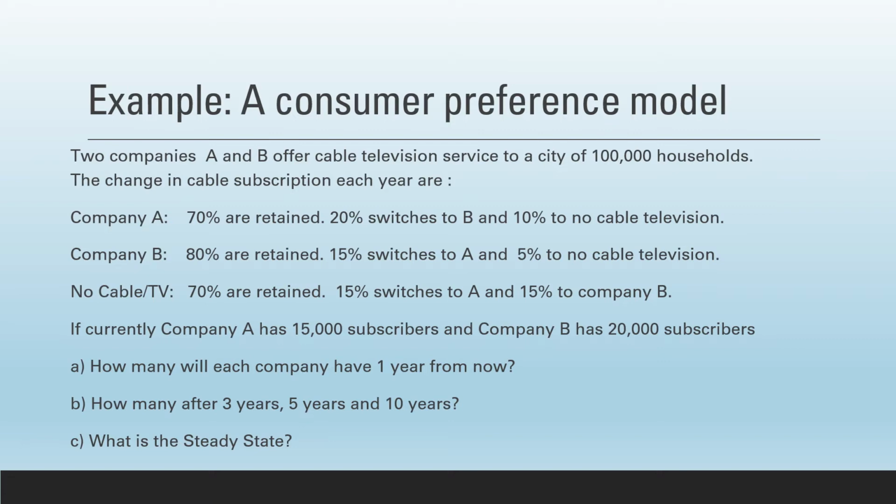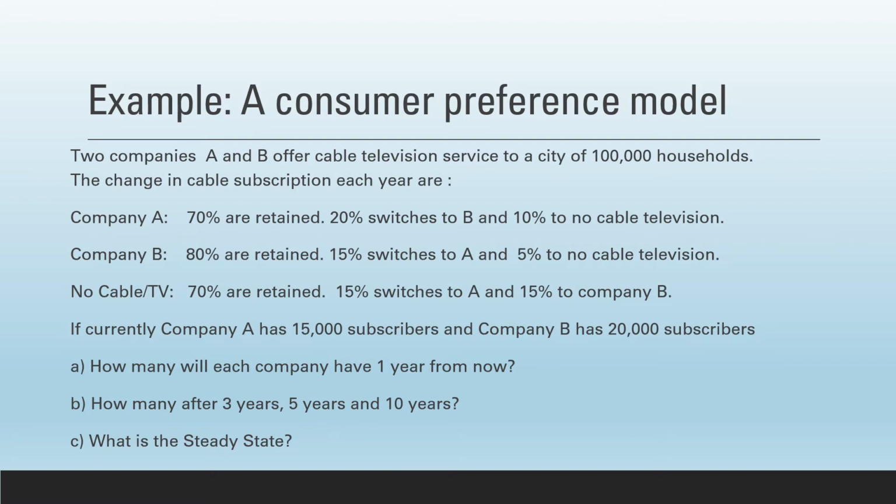At the end of a year, in company A, 70% are retained, 20% switch to B, and 10% to no cable television. The same way, in company B, 80% are retained, 15% switch to A, 5% switch to no cable television. From the no cable TV group, 70% are retained, 15% switch to A and 15% to company B.